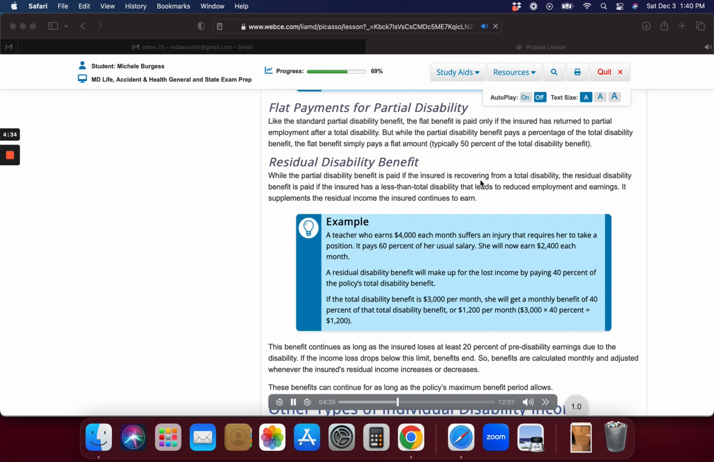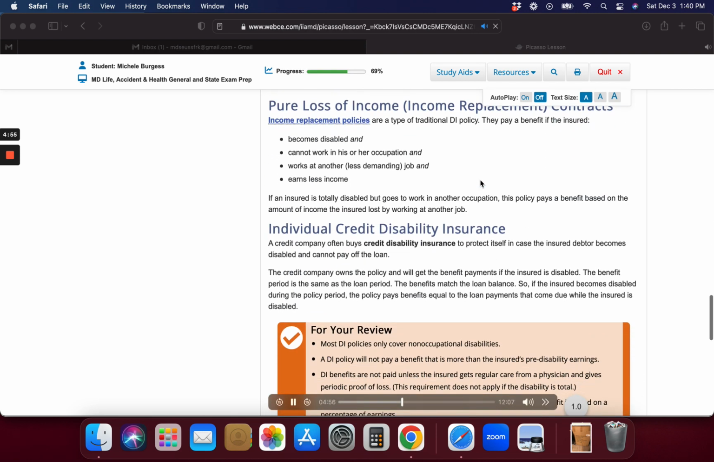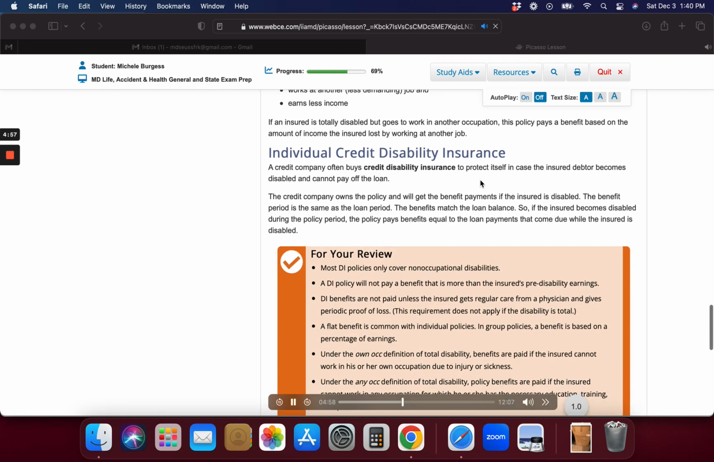The any occupation, or any OC, definition of total disability favors the insurer because the chance of paying a loss is lower. Under the any OC definition, the policy pays benefits if the insured cannot work in any occupation for which he or she has the necessary education, training, or experience. A policy with this definition usually costs less because it is harder for the insured to qualify for benefits.